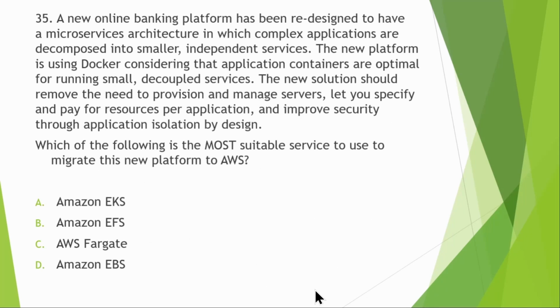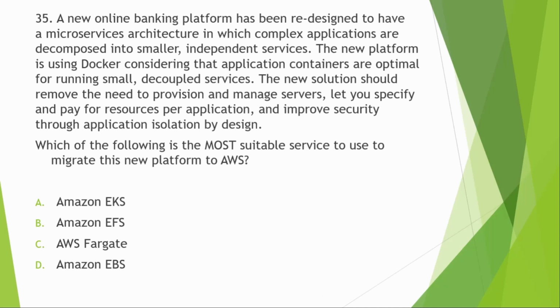Next question. A new online banking platform has been redesigned to have a microservices architecture in which complex applications are decomposed into smaller independent services. The new platform is using Docker, considering that application containers are optimal for running small decoupled services. The new solution should remove the need to provision and manage servers, let you specify and pay for resources per application, and improve security through application isolation by design. Which of the following is the most suitable service to use to migrate this new platform to AWS?